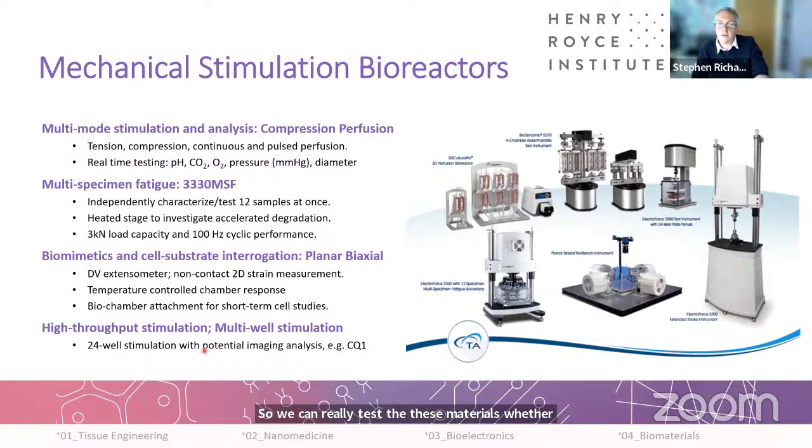under physiological conditions. We can also run multi-specimen fatigue testing to test up to 12 samples at once and accelerate that degradation and test the mechanical properties, but test the degradation products as well. From a more biological perspective, we can look at biomimetics and cell substrate interrogation. So looking at strain in 2D, in temperature controlled and environmentally controlled chambers. And we can do high throughput simulation and map that with imaging of constructs and cells in culture using some of the equipment that we have.